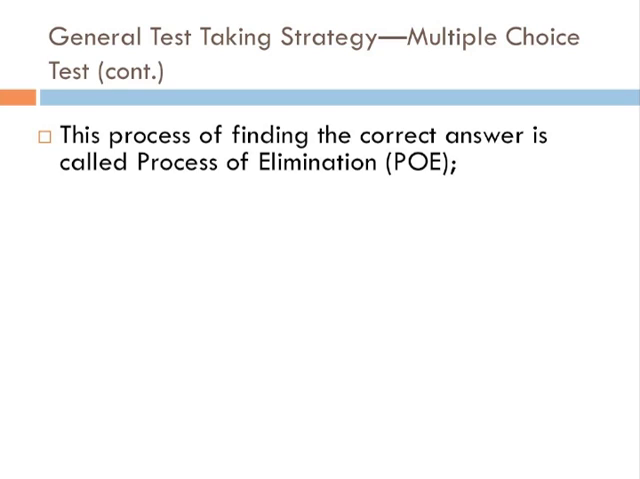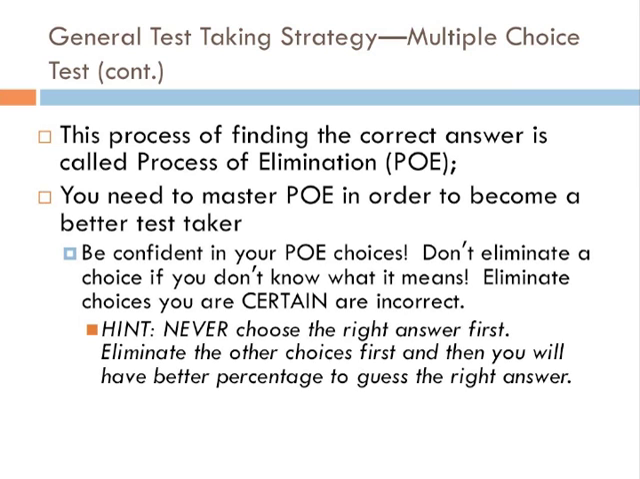So, this process that we went through, this process of analyzing which ones are completely wrong or which ones might be a little bit wrong, this is called the process of elimination. Now, in order to become a better test taker, I generally stress to students that you need to become a master of process of elimination. So, from now on, we're going to refer to it as POE.